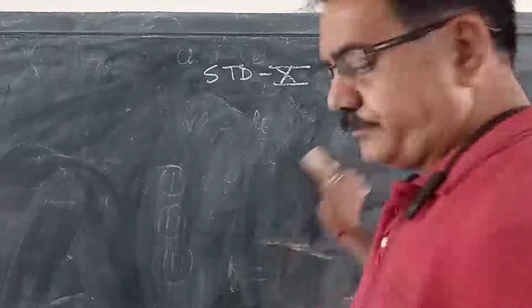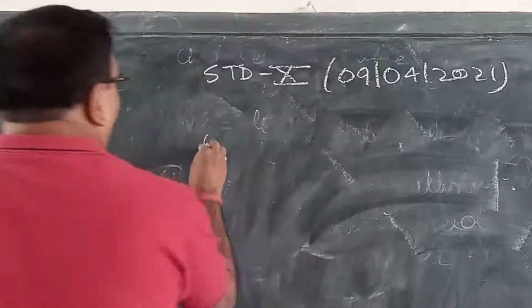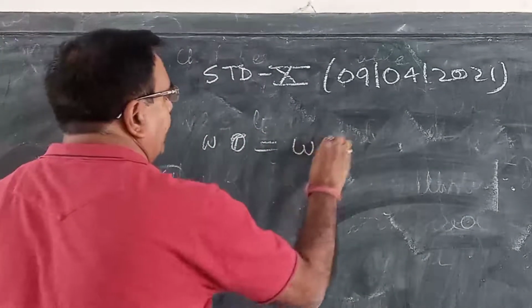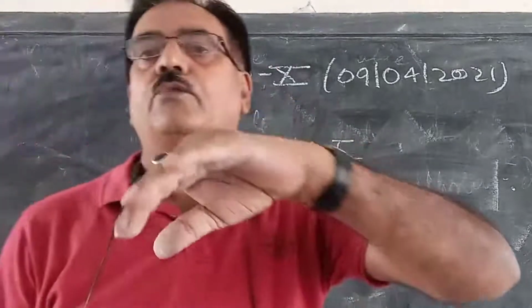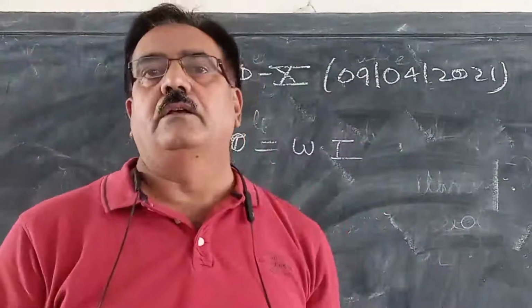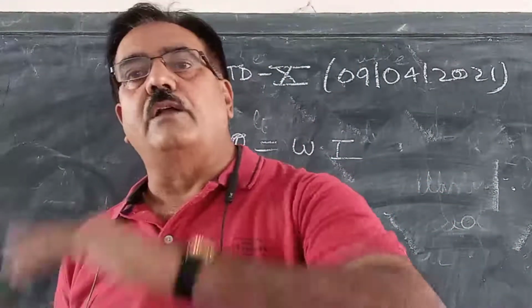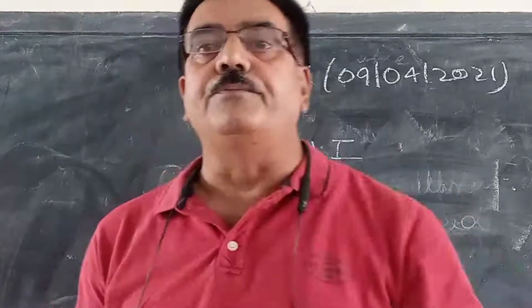Now, principle of machine. What is the principle of machine? Work output is equal to work input. Work done on the machine is equal to work done by the machine. If work done on the machine and work done by the machine are the same, then it is said to be the principle of machine.